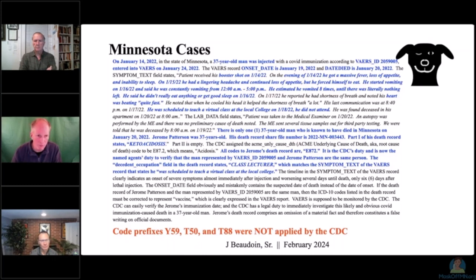Received his booster shot on 1/14/2022. On the evening, he had a massive fever, loss of appetite, inability to sleep, lingering headache the next day, loss of appetite, forced himself to eat, started vomiting on 1/16. That's 2 days after vaccination. Constantly vomiting from midnight to 5 p.m., so 17 hours. Estimated vomited 8 times, literally nothing left. Said he didn't really eat or sleep well on the 16th. That's 2 days after. On the 17th, reported shortness of breath. Heart was beating quite fast, so had tachycardia likely.